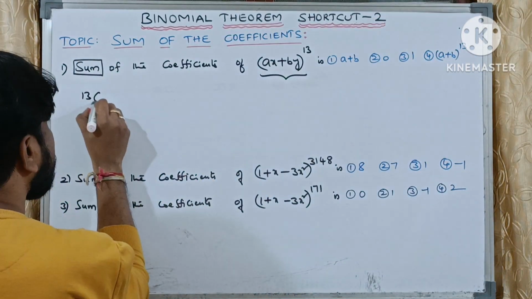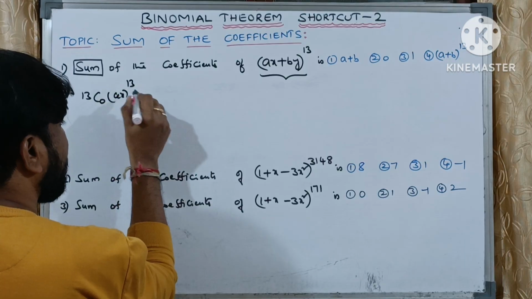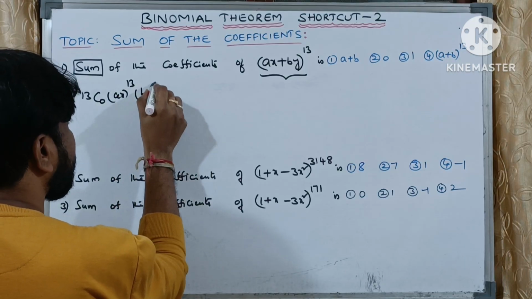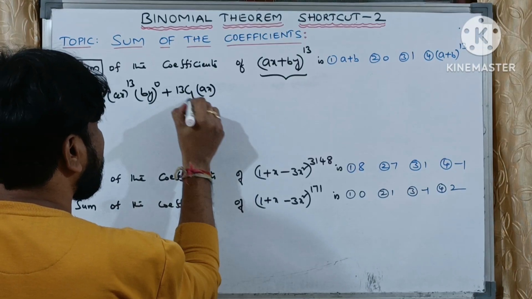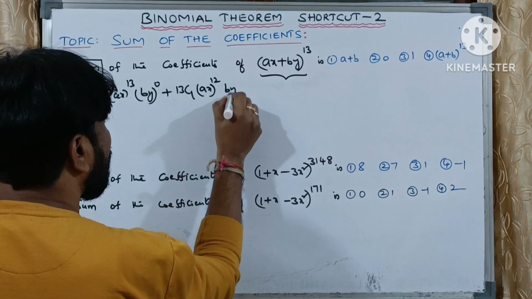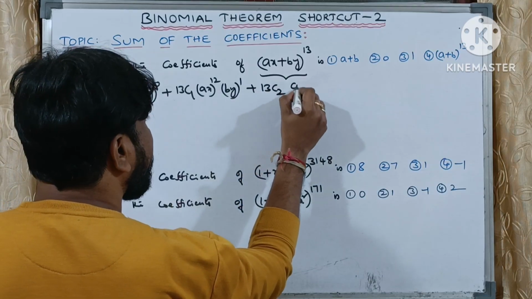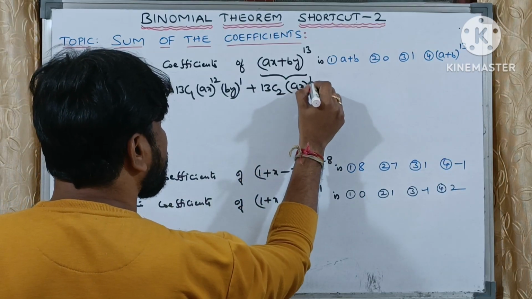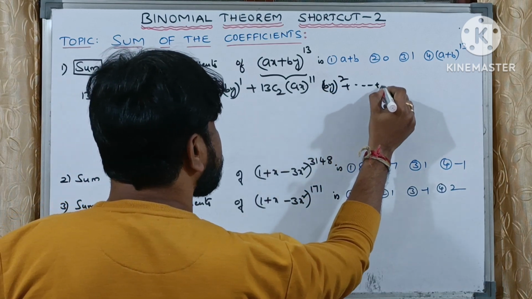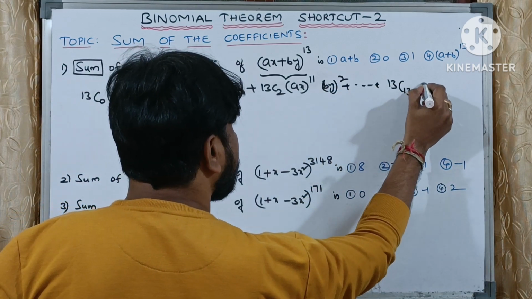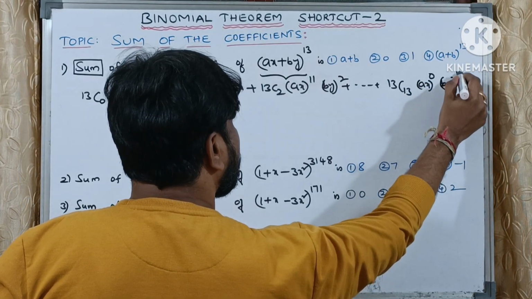That is nothing but 13C0 (ax)^(13-0) (by)^0 plus 13C1 (ax)^(13-1) (by)^1 plus 13C2 (ax)^(13-2) (by)^2 plus so on, plus the last term 13C13 (ax)^0 and (by)^13, friends.